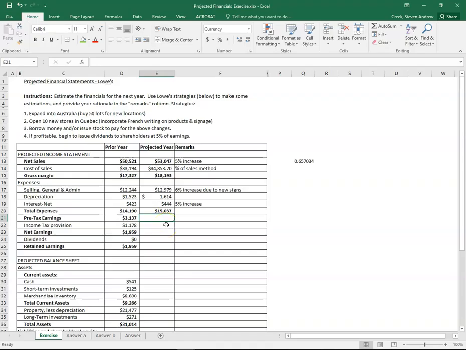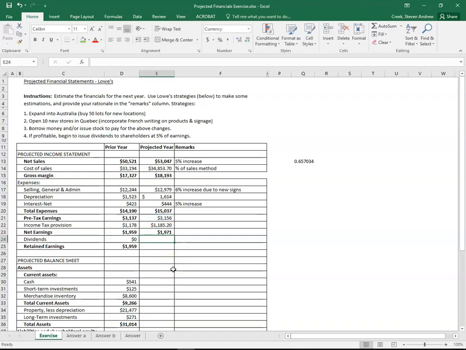Pre-tax earnings, we just subtract our total expenses from our gross margin. Gives us our pre-tax earnings. And then the income tax provision, I'm just going to use the same logic I used here. So what was the ratio last year? I'm going to use that same ratio again to project the income tax provision. So this 1178 goes into 3137. Multiply that by 3156. So you see a small increase there in the income tax provision, and then we can figure out what is our net earnings.